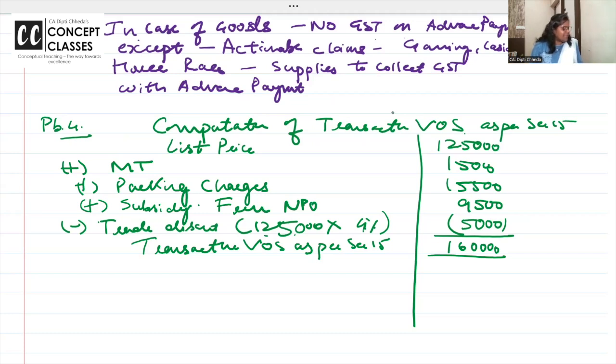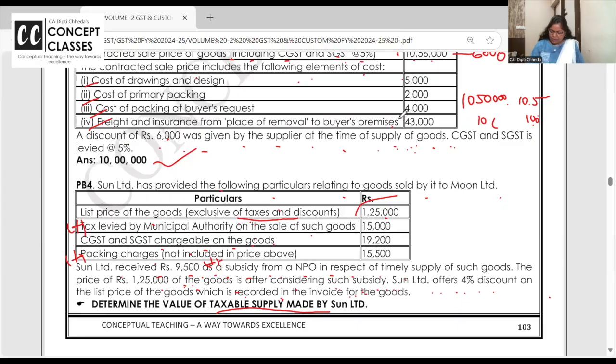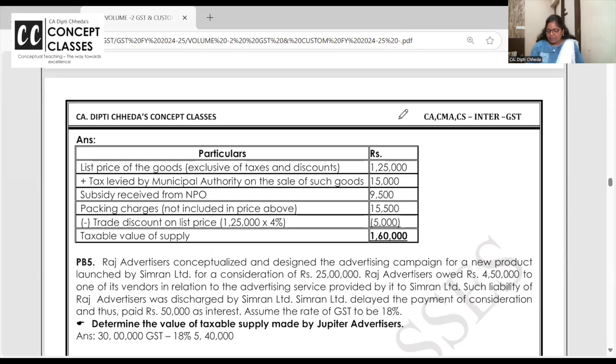Yes? Easy? Right. So more questions we are doing in the notebook, some directly. Let us see the next one. So for Sun Limited, we got the answer 1,60,000. If this is not there, note it down properly.